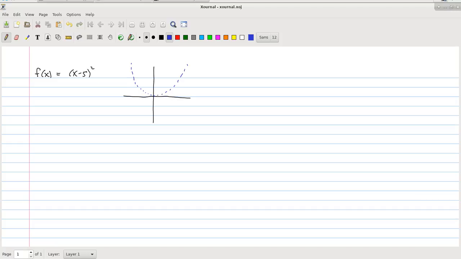And it's been moved to the right 5 units. So this is over here at x equals 5. Everything has been moved over to the right. So our new graph looks like this. So this is a sketch of y equals f of x.